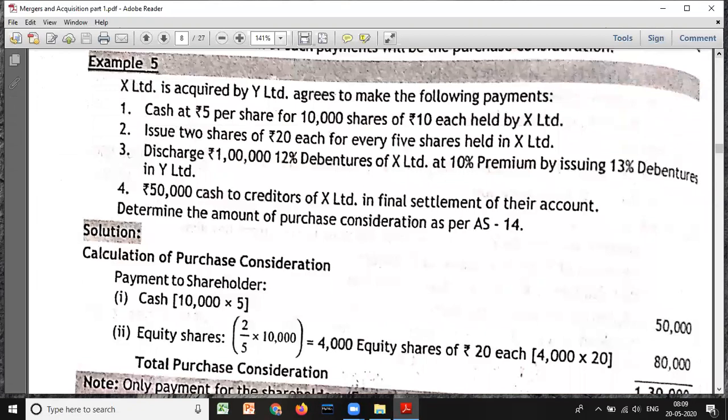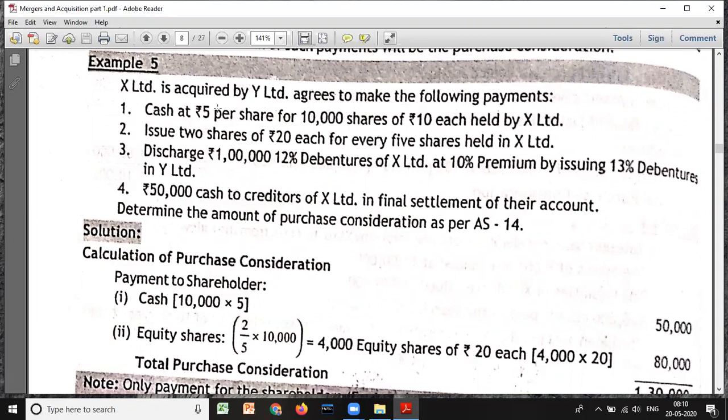Look here. We have X Limited, which is acquired by Y Limited. So Y Limited is the transferee company, and X Limited is the transferor company. Y Limited agrees to make the following payments. Look here, they have given the complete payment details.